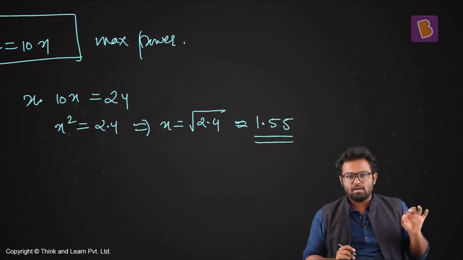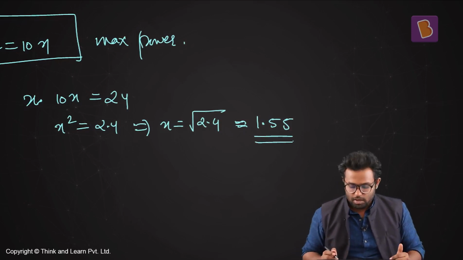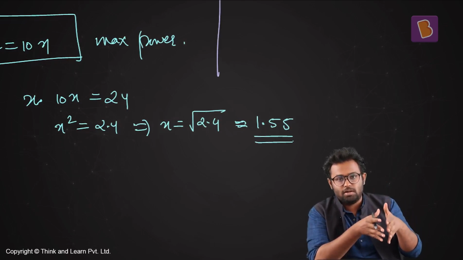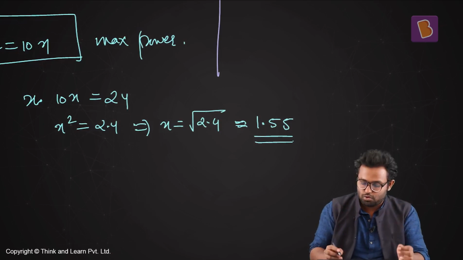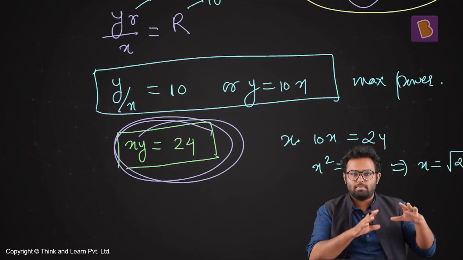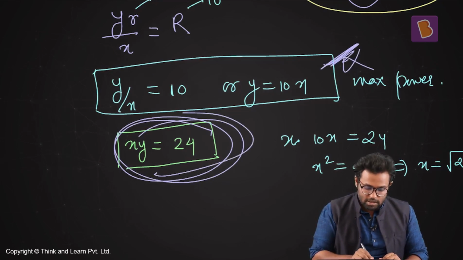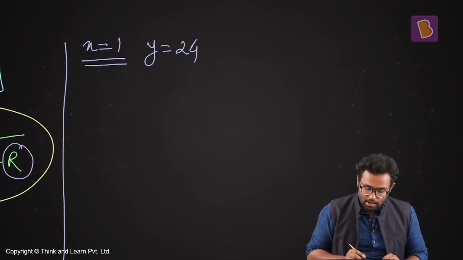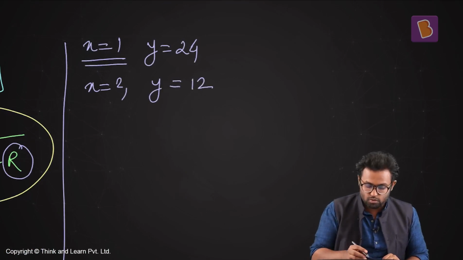Now x is the number of rows. It cannot be 1.55. How can you have 1.55 rows? You can either have 1 row or 2 rows, so the value of x can either be 1 or 2. If it were this perfect value, which is not physically possible, then the power would have been maximum. So let's take the whole numbers close to it. When x is equal to 1, the maximum power expression is not applicable anymore, because it gives the wrong result. Using x times y equals 24, when x is 1, y equals 24, and if x is 2, y is equal to 12.